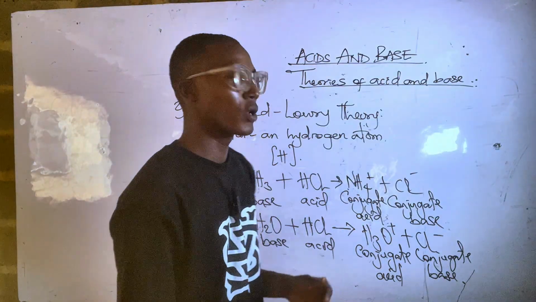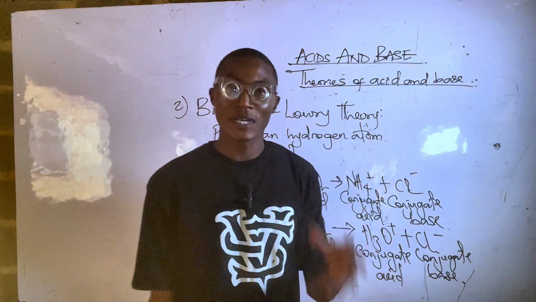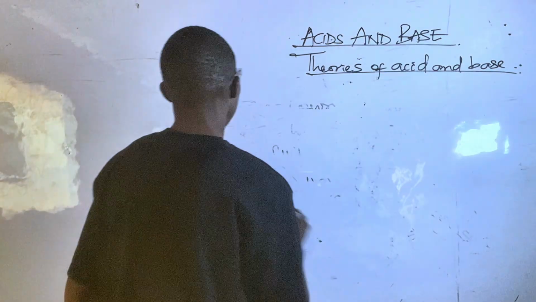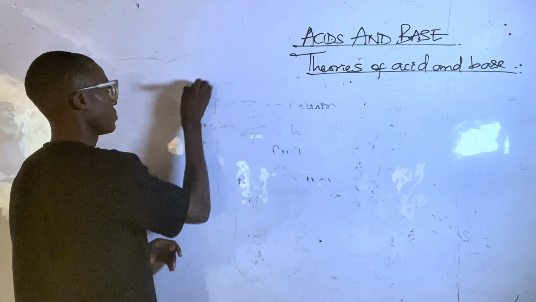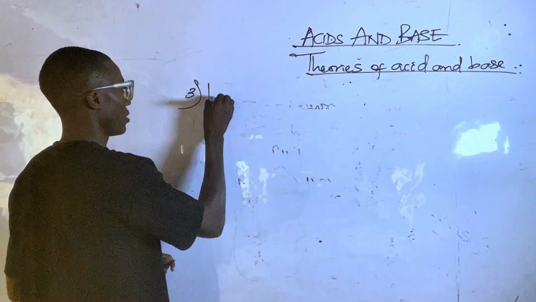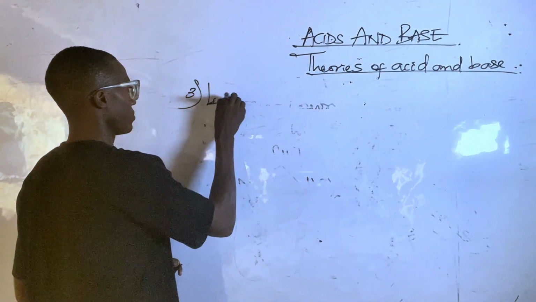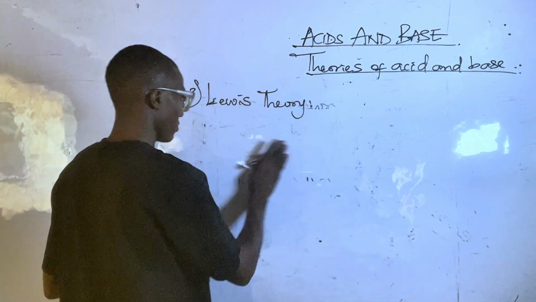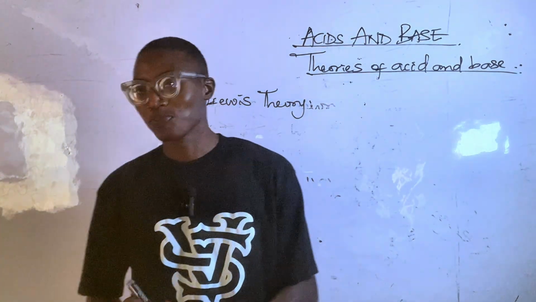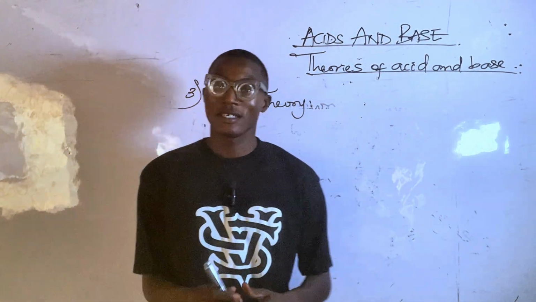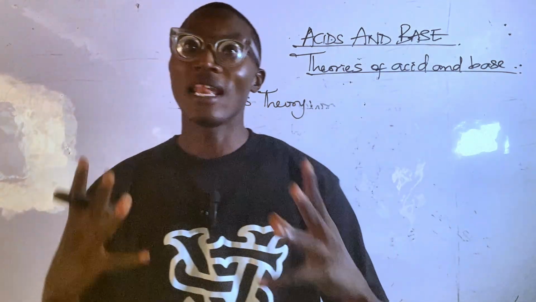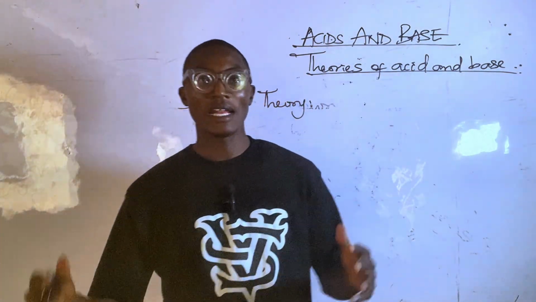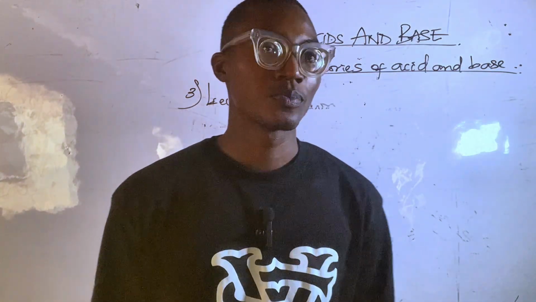So moving forward quickly to the third definition of acid and base given by Lewis. So the third theory of acid and base, Lewis theory. According to Lewis, an acid is an electron pair acceptor and a base an electron pair donor.